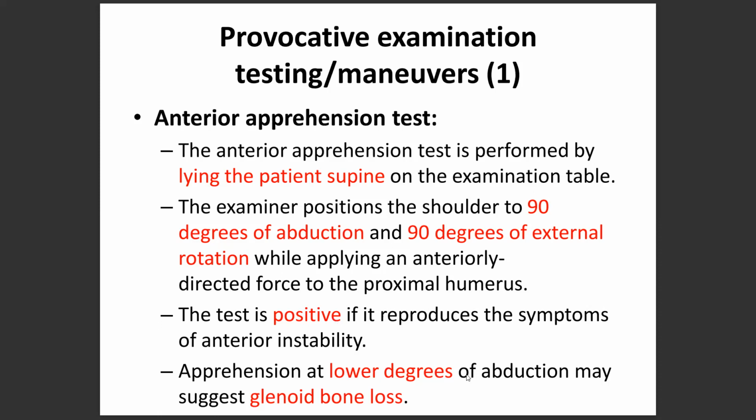Apprehension at lower degrees of abduction may suggest glenoid bone loss. Usually, apprehension will be present at 90 degrees or above 90 degrees of abduction with external rotation. But if the apprehension is still present at less than 90 degrees of abduction and specifically without external rotation, that will indicate that there may be some glenoid bone loss.